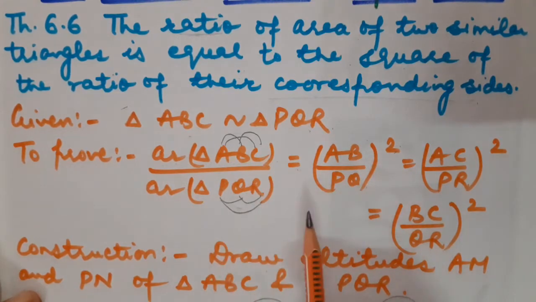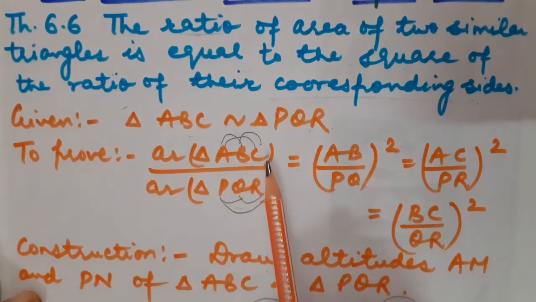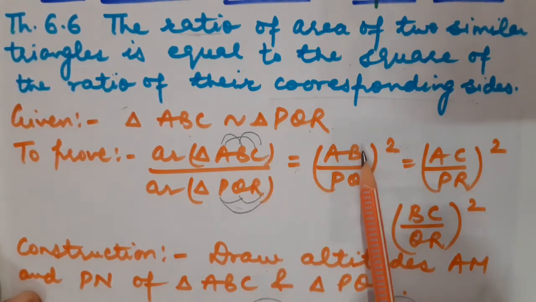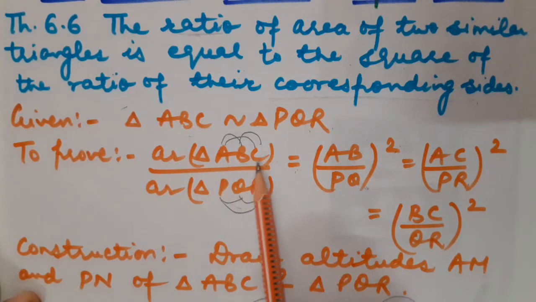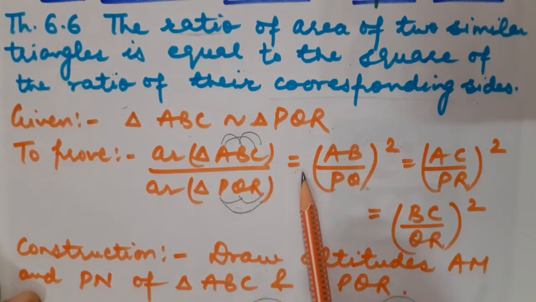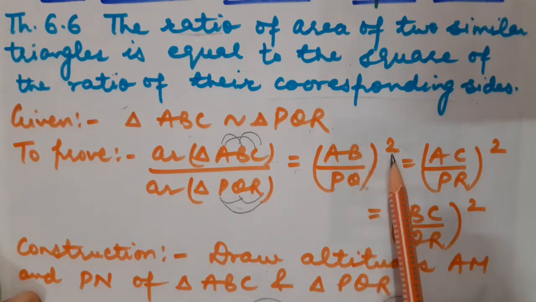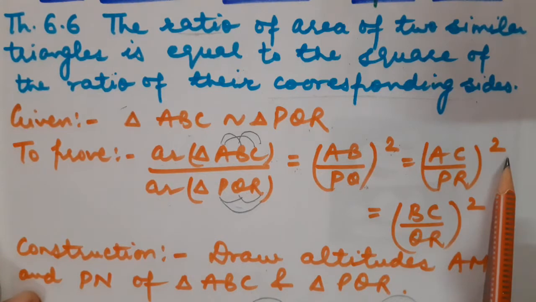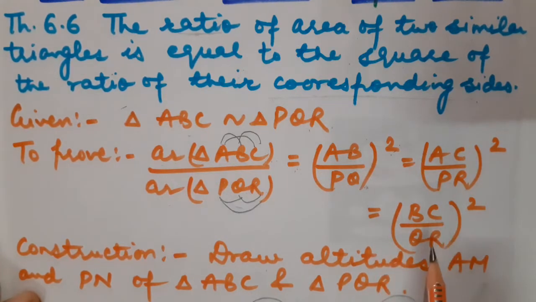So what did we learn through this theorem? That the ratio of area of two similar triangles is equal to the square of the ratio of their corresponding sides. That is, area of triangle ABC upon area of triangle PQR is equal to AB upon PQ whole square, which is equal to AC upon PR whole square, which is equal to BC upon QR whole square. Got it, children?